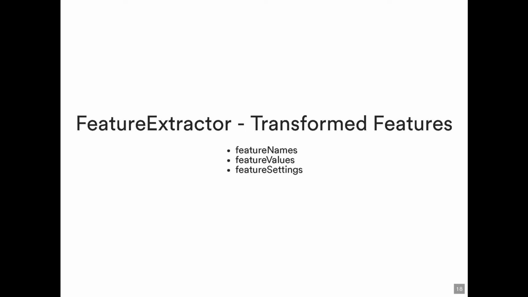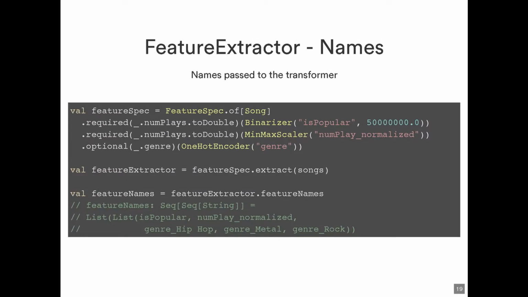So enough about the input. We can look at what FeatureExtractor actually gives you. And these are the things that you're generally interested in, and one other thing. So the feature names, the feature values, and the feature settings. I'll talk about feature names first, because it's easy. Feature names are what get passed to the transformer at the beginning. So you see here it's called like is popular, numPlay normalized, and genre. And after you're done extracting your songs, and you want to know the feature names, you get a list back of what they are, and they correspond to the order of the feature values.